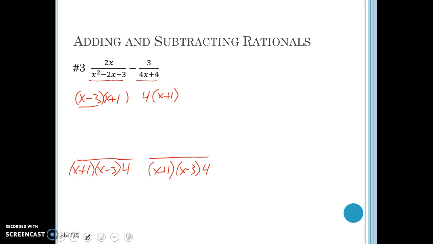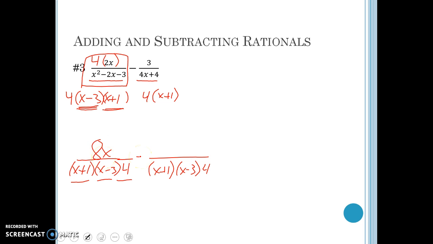And so I'm going to multiply this left fraction here. I need to multiply it by a 4 because that's the only thing that I need in the denominator that I don't already have. I have the x minus 3 down here, I have the x plus 1 down here, but what I don't have is the 4. So if I multiply this by 4, the denominator is good, but then I'm going to have to multiply the numerator by 4. 4 times 2x is simply 8x.